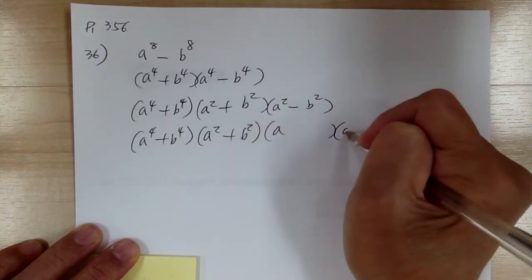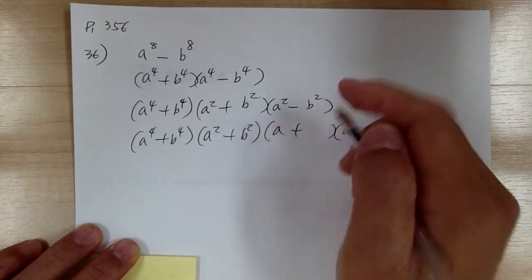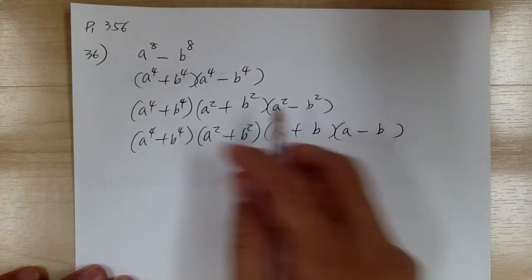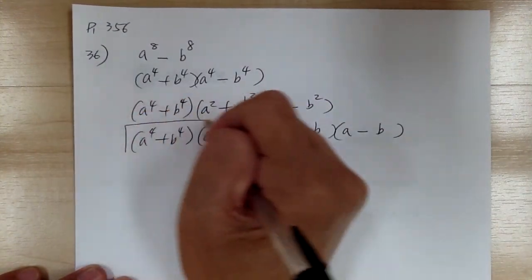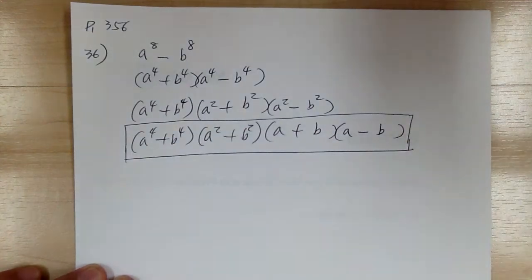So this one you break into two sets again. So it'd be a, a times a gives you a squared. Plus times minus gives you minus. b times b gives you b squared. And that's it. So again, you have to keep checking, keep trying on this kind of problem.